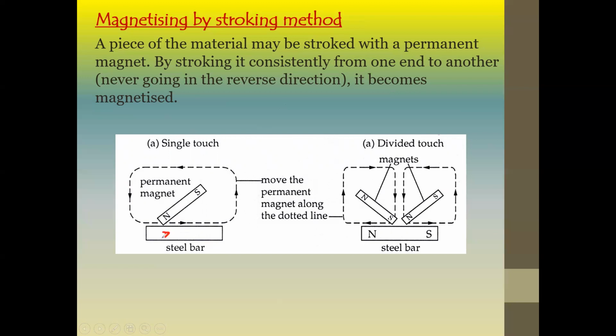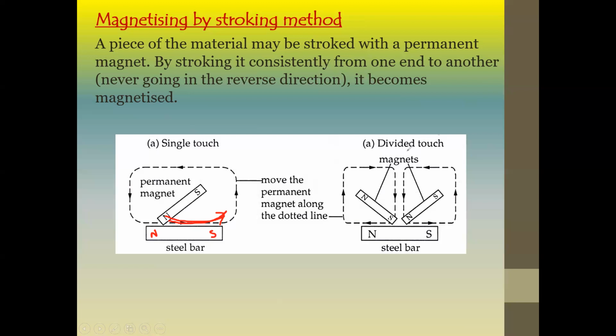The domains will be aligned. And when the domains are aligned, it means this steel bar will behave like a magnet. And what will be the poles induced? Always the opposite pole will be induced. For example, as we rub, the north pole of a magnet will leave here. So what pole will be induced? South, and the opposite will be north.